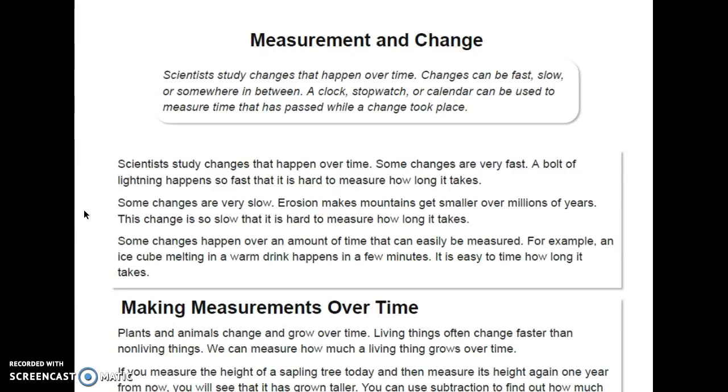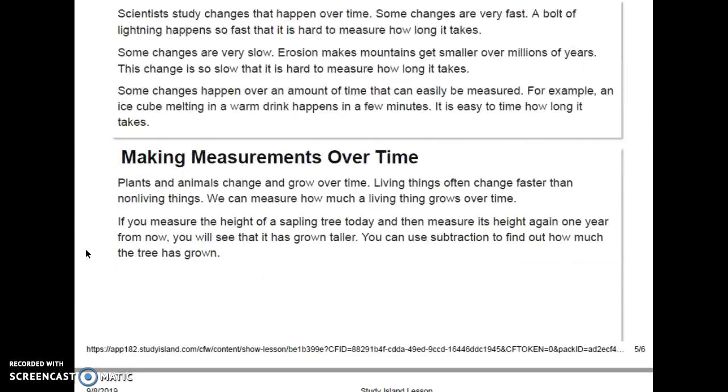Some changes happen over an amount of time that can easily be measured. For example, an ice cube melting in a warm drink happens in a few minutes. It is easy to time how long it takes.